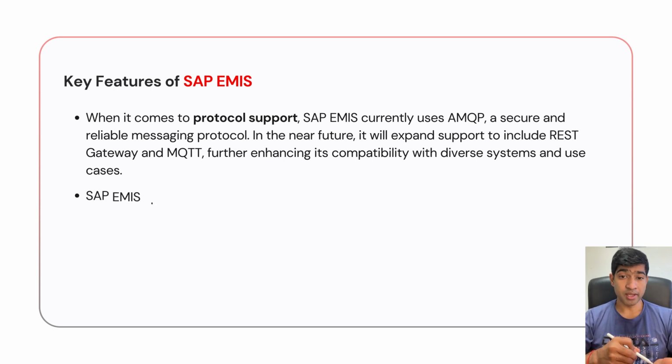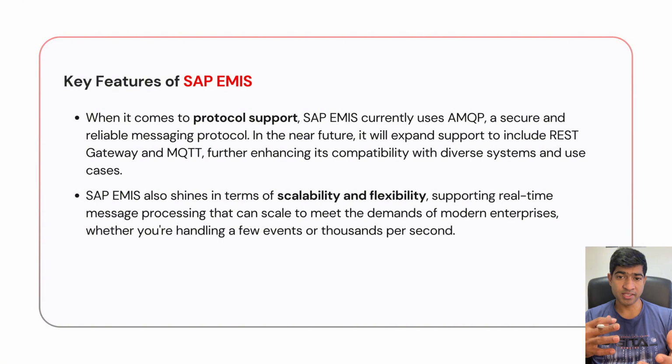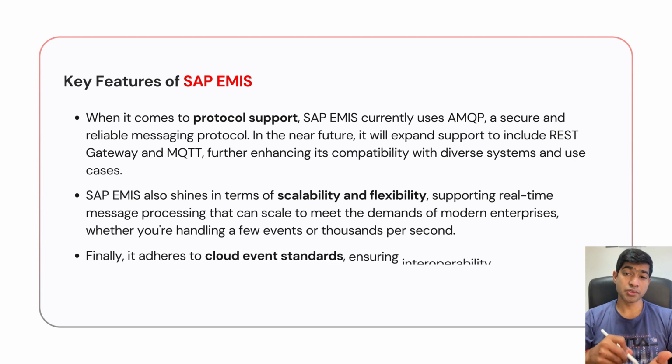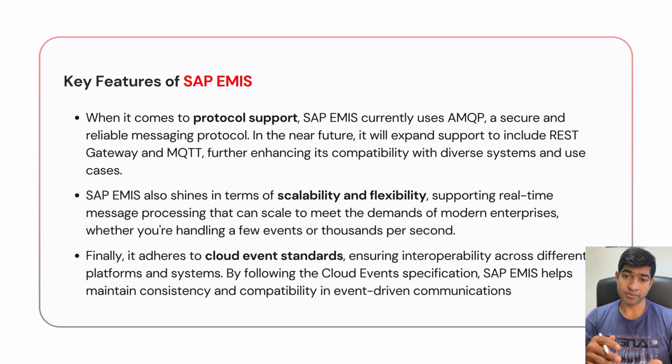EMIS also shines in terms of scalability and flexibility, supporting real-time message processing that can scale to meet the demands of modern enterprises. Whether you are handling a few events or thousands of events, based on the volume demand, it can scale automatically. That is the main advantage of EMIS. Finally, it adheres to CloudEvents standards, which ensures interoperability across different platforms and systems. By following the CloudEvents specification, SAP EMIS helps maintain consistency and compatibility in the event-driven architecture.